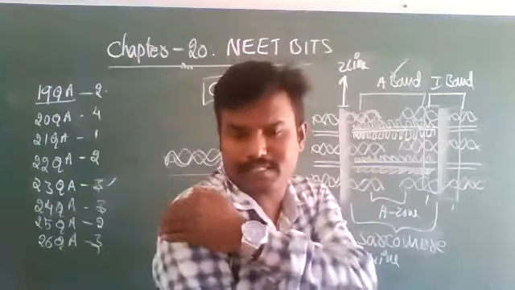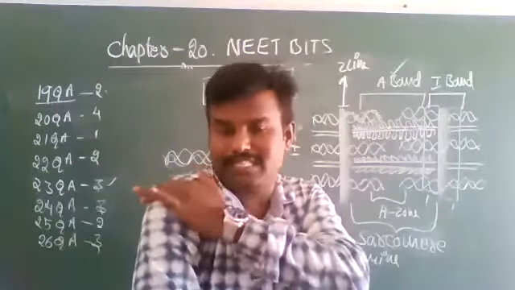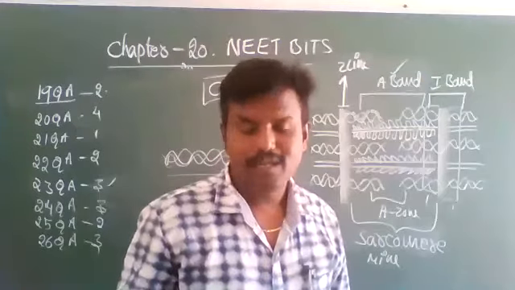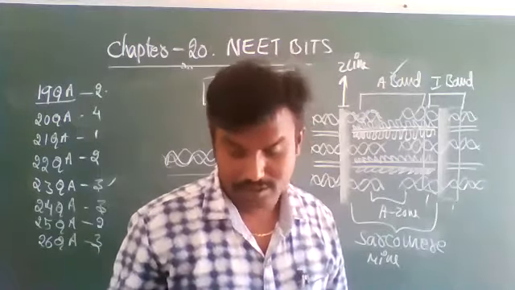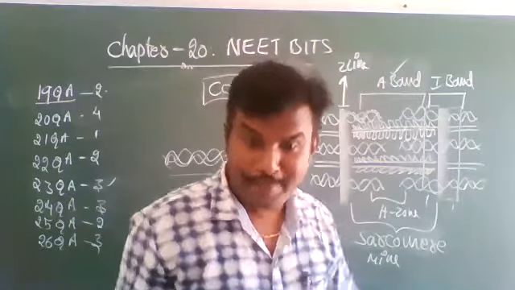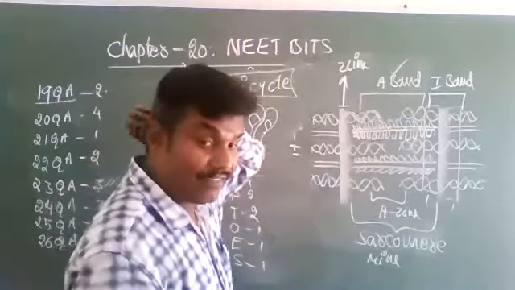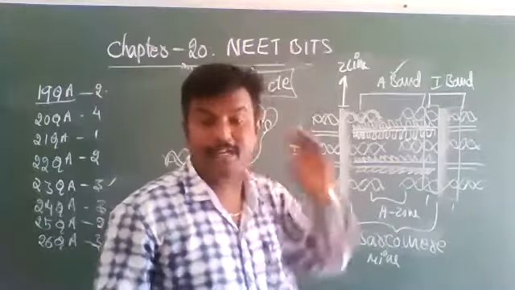Head of the humerus. This is called humerus. This is head of the humerus. Articulates means attaches with a dash cavity. Foramen magnum is present here. In the occipital bone there is a hole. That hole is called foramen magnum. So foramen magnum, third option is wrong.